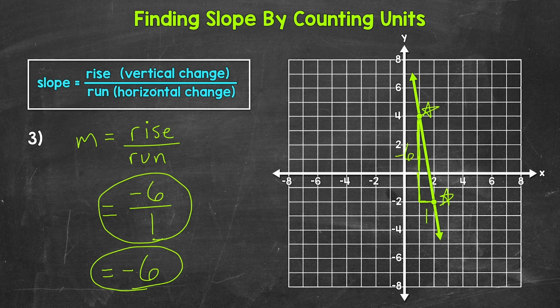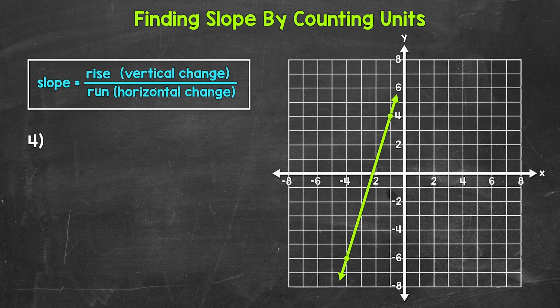Keeping the fractional form makes the rise and run a little more clear, but we will also see slope written as just an integer. So if you ever see the slope written as just an integer, so no fraction, the run is 1. Lastly, let's move on to number 4.